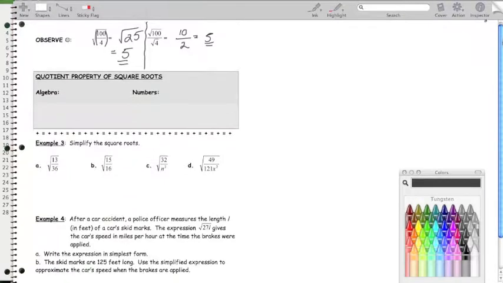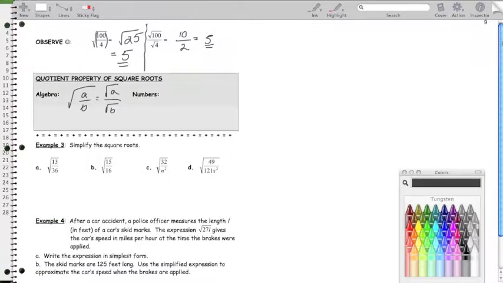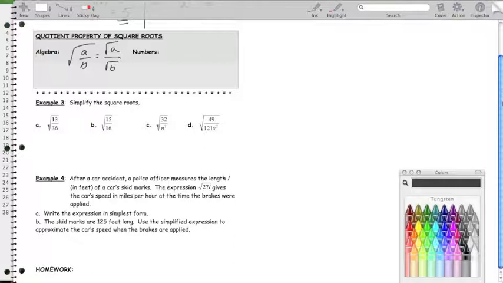So the rule in this one, just like we had with multiplying, is that we can go ahead and give them each their own little house, and it will work out. So square root of a over b is the same thing as the square root of a over the square root of b. This works if we're dividing two things just like that. So let's try some. Example A, simplifying the square roots. We want to break them down as far as they can go.